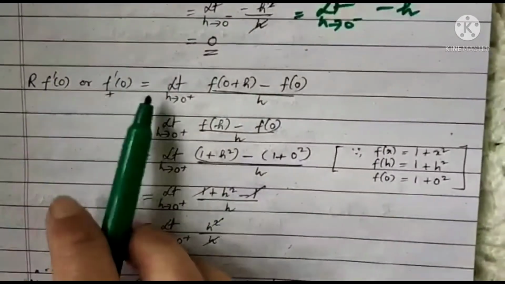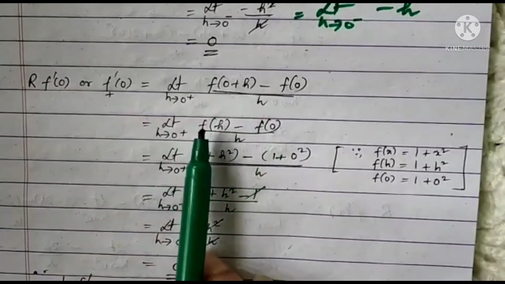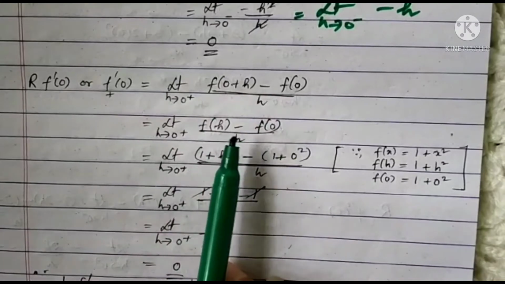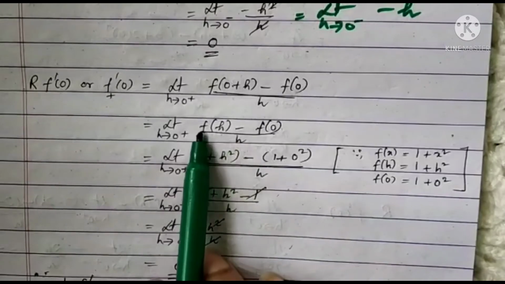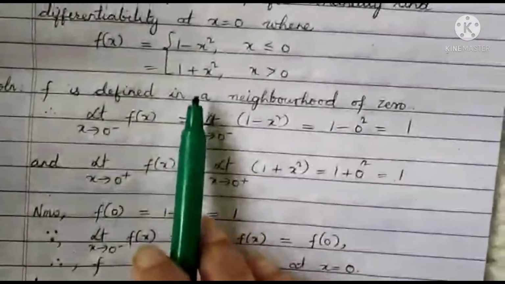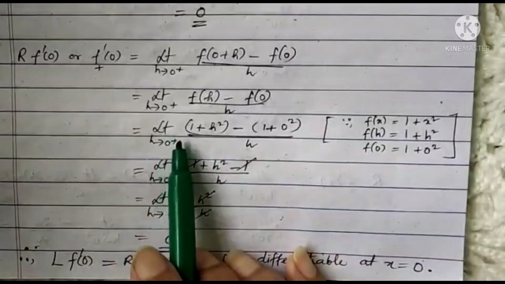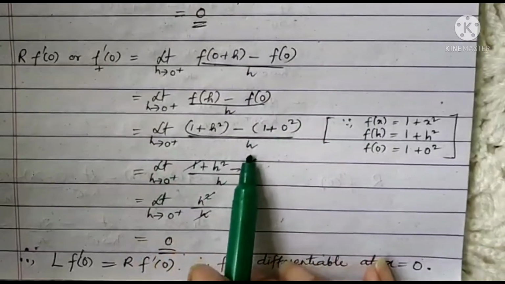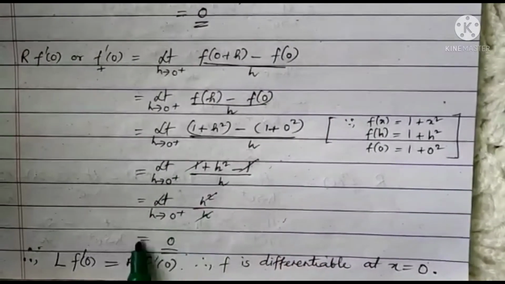Similarly, calculate the right hand derivative. Put the values, put the formula. Okay, calculate f(h). Now your value of x is greater than 0. At x greater than 0, your f(x) is 1 plus x square. So obviously f(h) is 1 plus h square. So put the value over here. Limit h tending to 0 plus, 1 plus h square minus f(0), which is 1 plus 0 square, divided by h. Simplify, 1 plus h square minus 1 by h. Cancel, it is equal to 0.